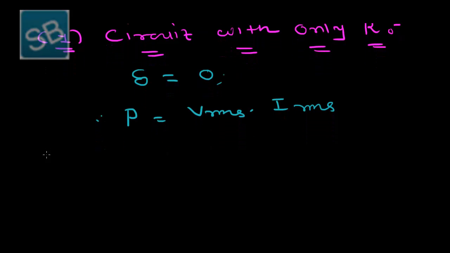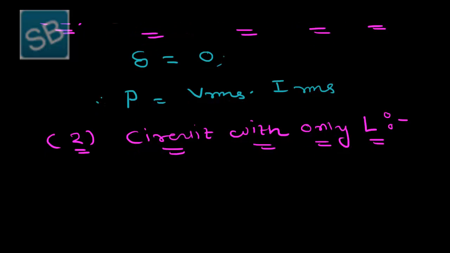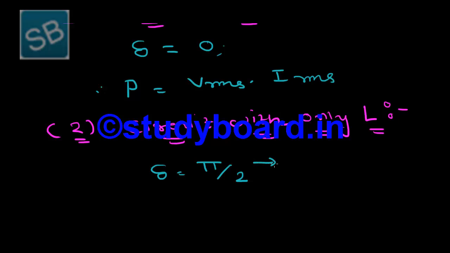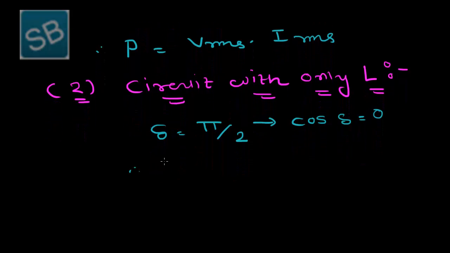Now I am taking the second situation, or second arrangement, you can say: an AC circuit with only an inductor, means only with the value of L. And here the value of phase difference is pi by 2, and we know when delta is equal to pi by 2, cos delta, that is cos pi by 2, is 0, and therefore the power is 0. And so it can be asked, in which circuit arrangement is the power not generated in the circuit.